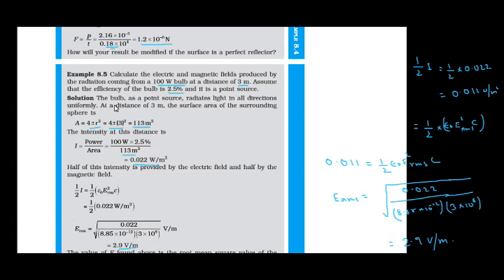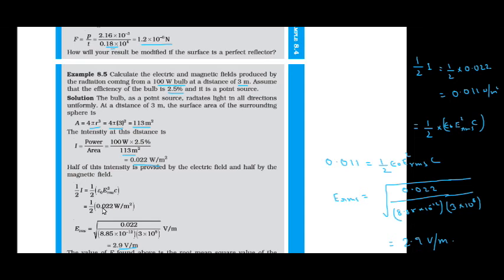So let us review the sum again. First we will find the area, that is 4 pi r square, 4 pi, and put the value of r, that is 113 meters square. Then we will find the intensity. Intensity is equal to power upon area. Multiply by 2.5% upon 113 meters square, and we get the intensity. Half of the intensity is due to the electric field and half to the magnetic field. Therefore half of I is equal to half of epsilon naught E RMS square C.